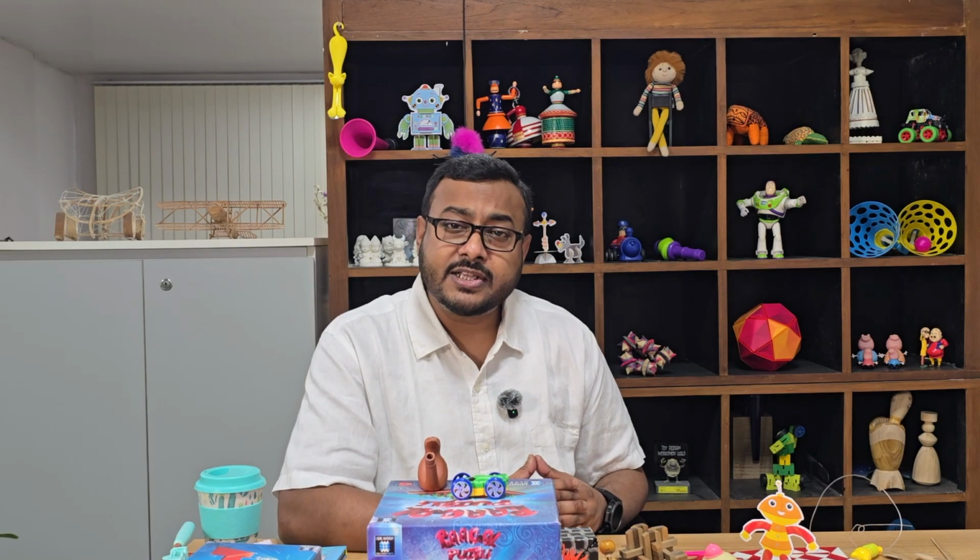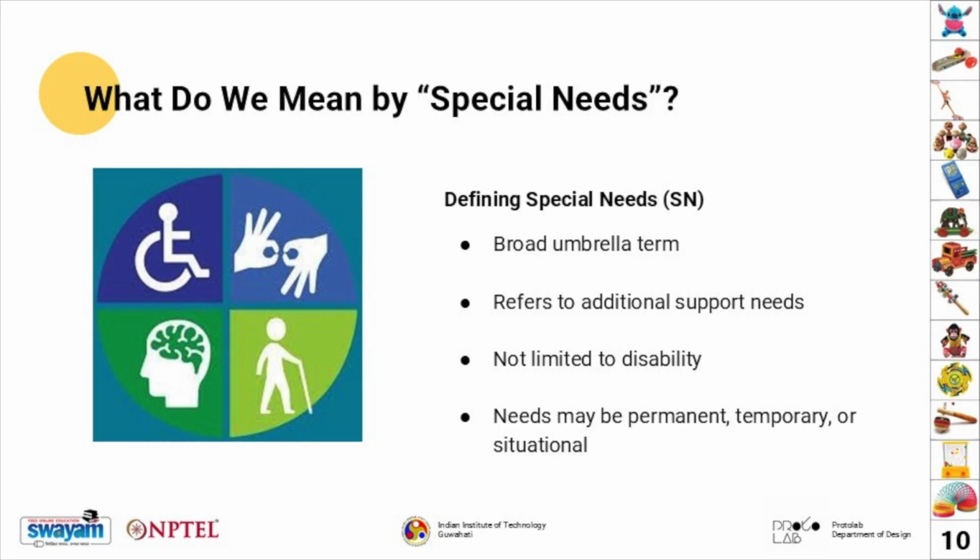The term special needs is often used loosely and sometimes uncomfortably. So it's important to clarify what we mean by it in this lecture. Special needs is an umbrella term that refers to children who require additional support to participate fully in everyday activities, including play and learning. These needs are not always linked to a medical diagnosis. They may arise from physical, cognitive, sensory, emotional, or social differences.